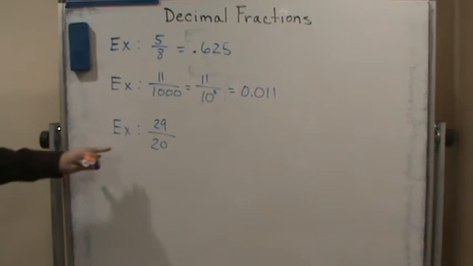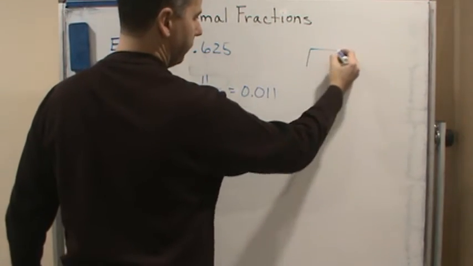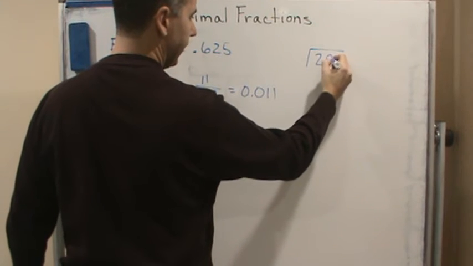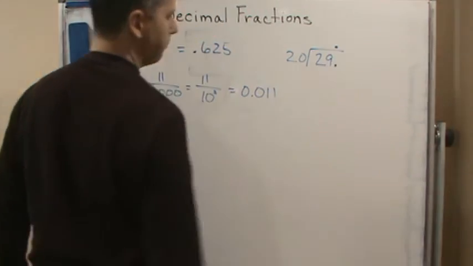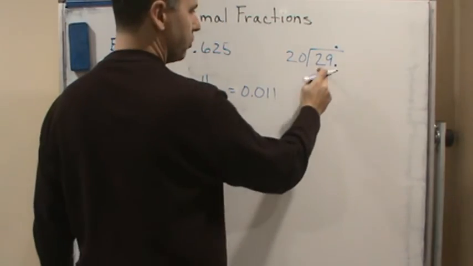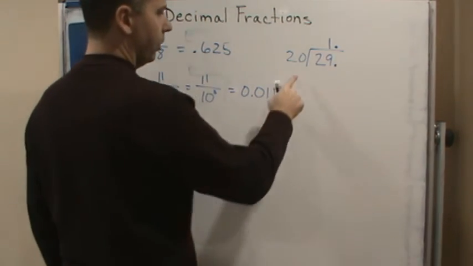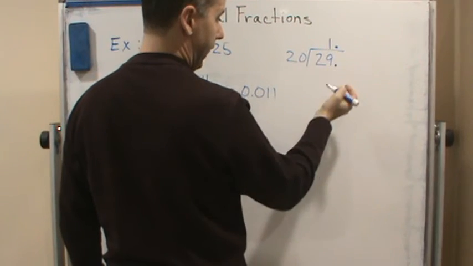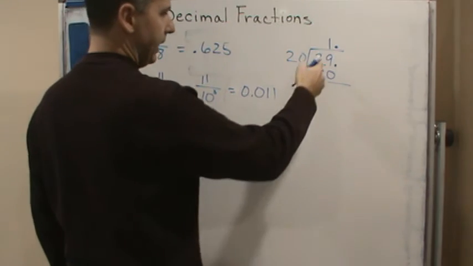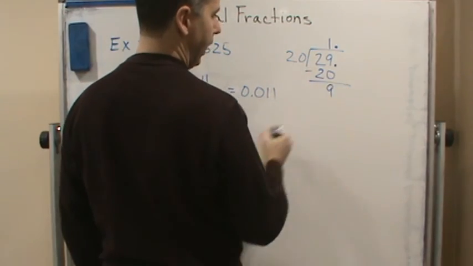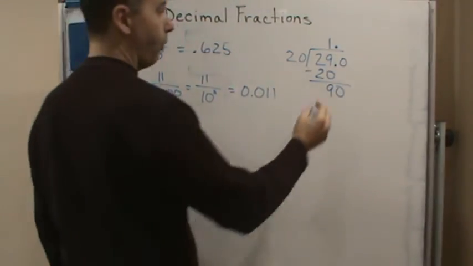Now, what about this one? This one, I'm going to write it as a division, so I'm going to write it here. So this is going to be 29 divided by 20, and so here's the decimal point, so I'm going to raise it up. So 20 goes into 29 one time, so the 1 goes above the 9, right? And so what do I do? Multiply, so I get 20, and then I'm going to subtract, and I get 9. Now I'm going to drop down a 0, and I get 90. Well, 20 goes into 90 4 times.